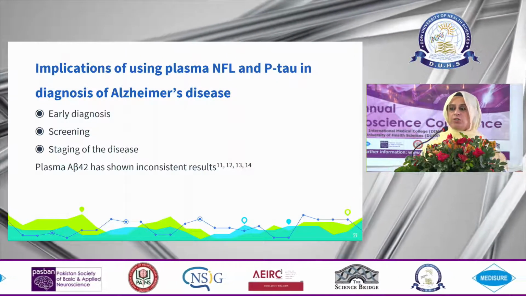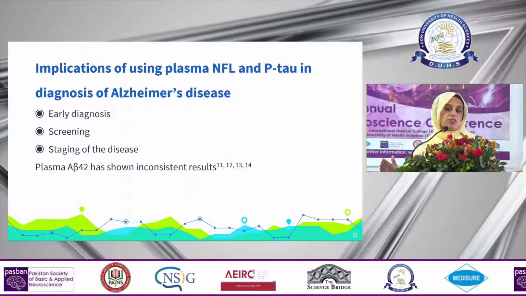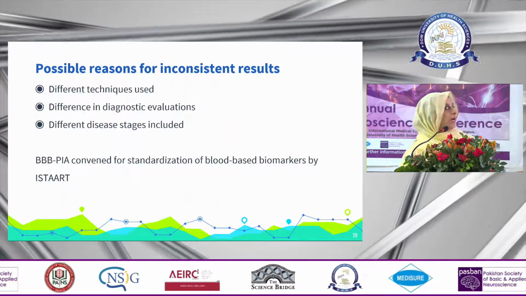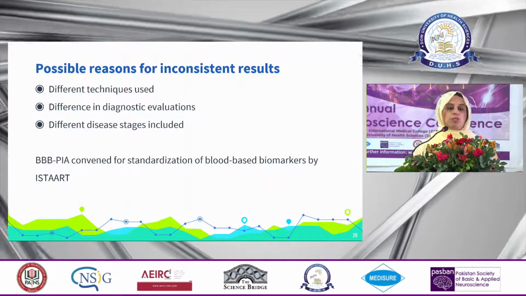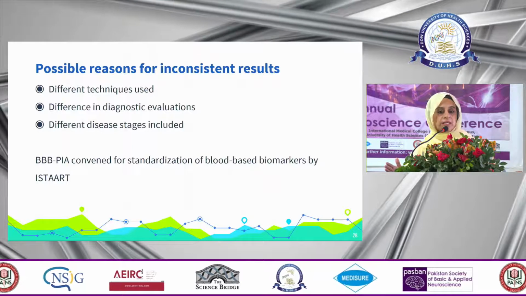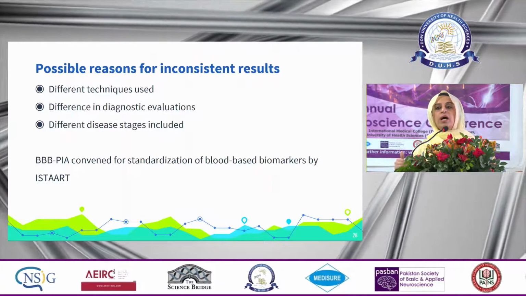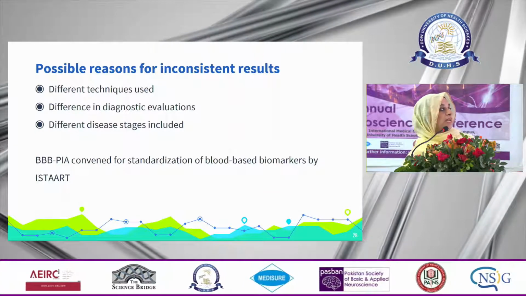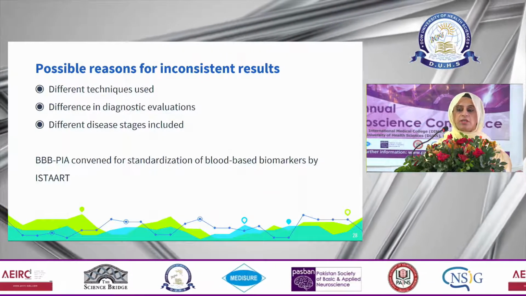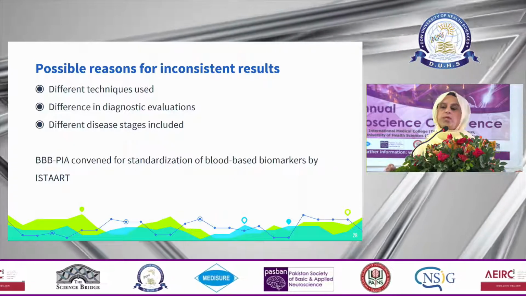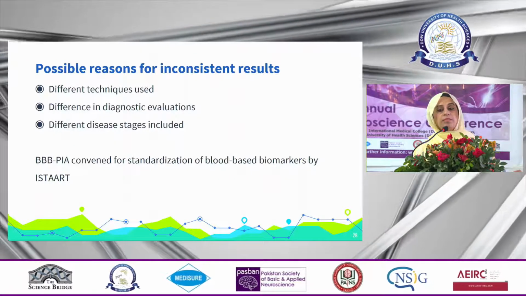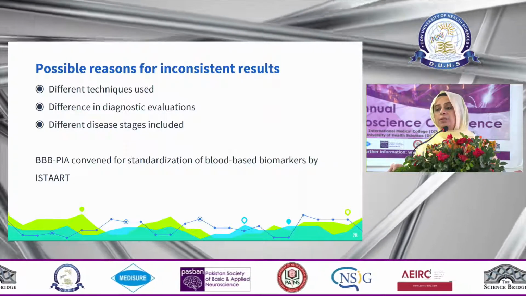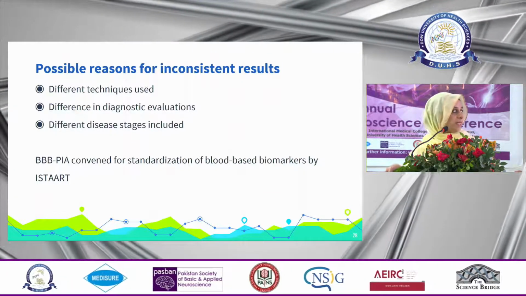However, the plasma A-beta 42 levels have shown inconsistent results in literature. A few reasons that we could identify were that different techniques were employed to measure the protein levels in different studies, which could have accounted for the difference in results. Also, a difference in the diagnostic evaluations of the patients was observed. Some studies stratify patients based on their clinical symptoms, while some studies stratify patients based on their amyloid burden, either detected through CSF or through PET.